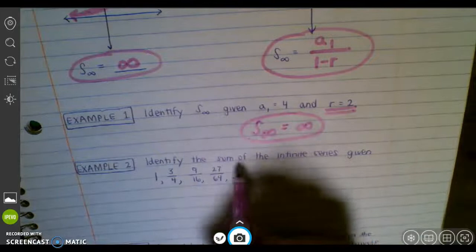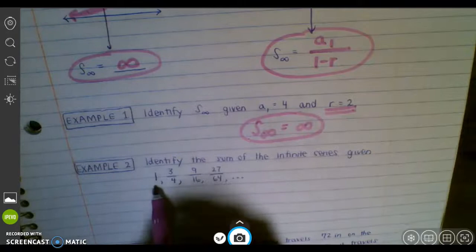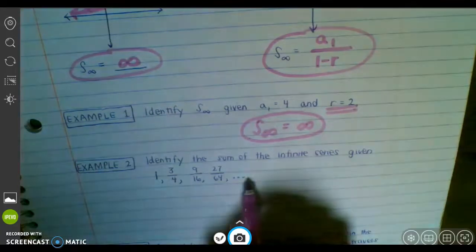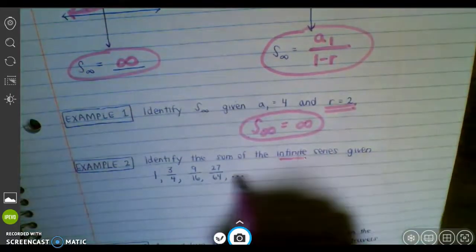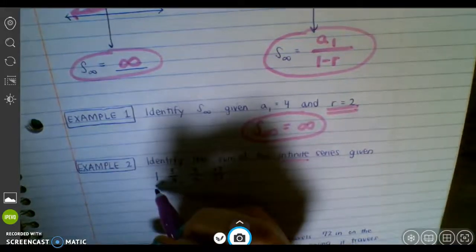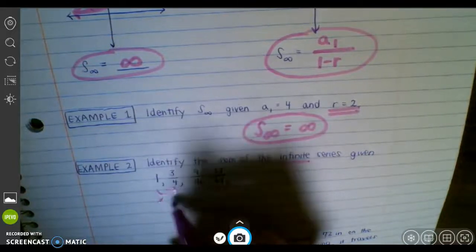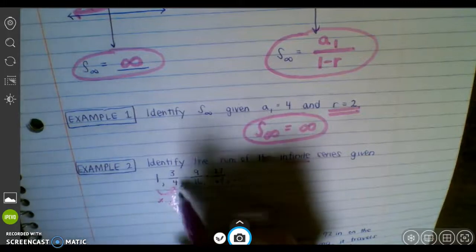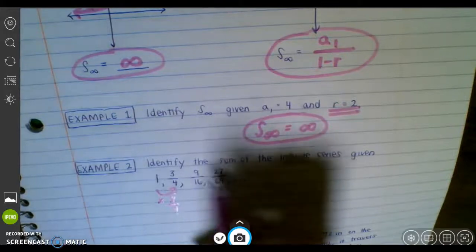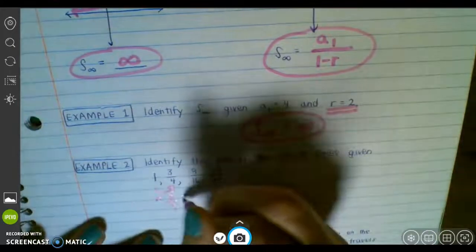Example 2. Identify the sum of the infinite series given below. So we have 1, 3/4, 9/16, 27/64, and so on. I know this is infinite because I see the ellipsis and there's no ending term here. To figure out what r is, what am I multiplying by each time? I can see from the first two terms I'm multiplying by 3/4. And if I check that, 3 times 3 is 9, 4 times 4 is 16. Multiply by 3/4, I get 27 and 64. So 3/4 is my r value.